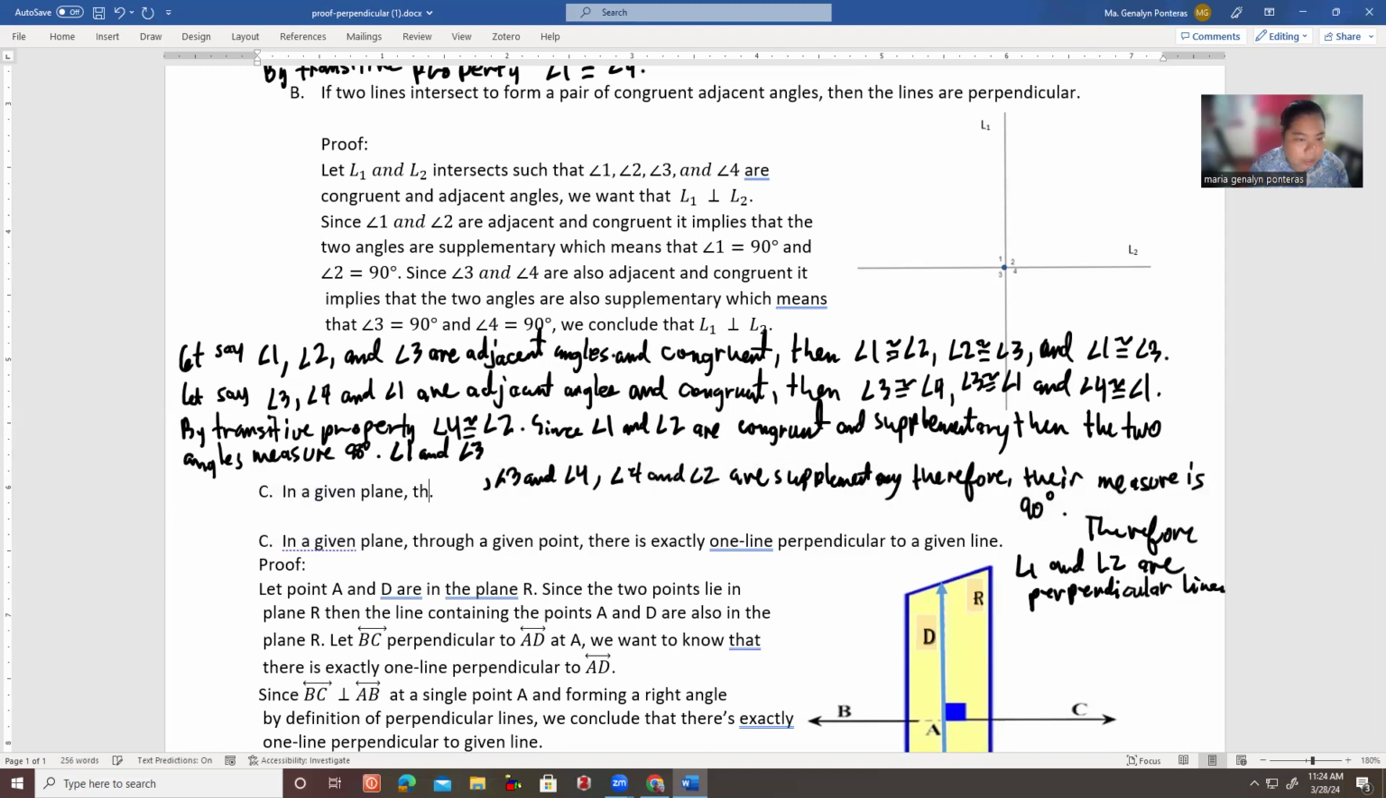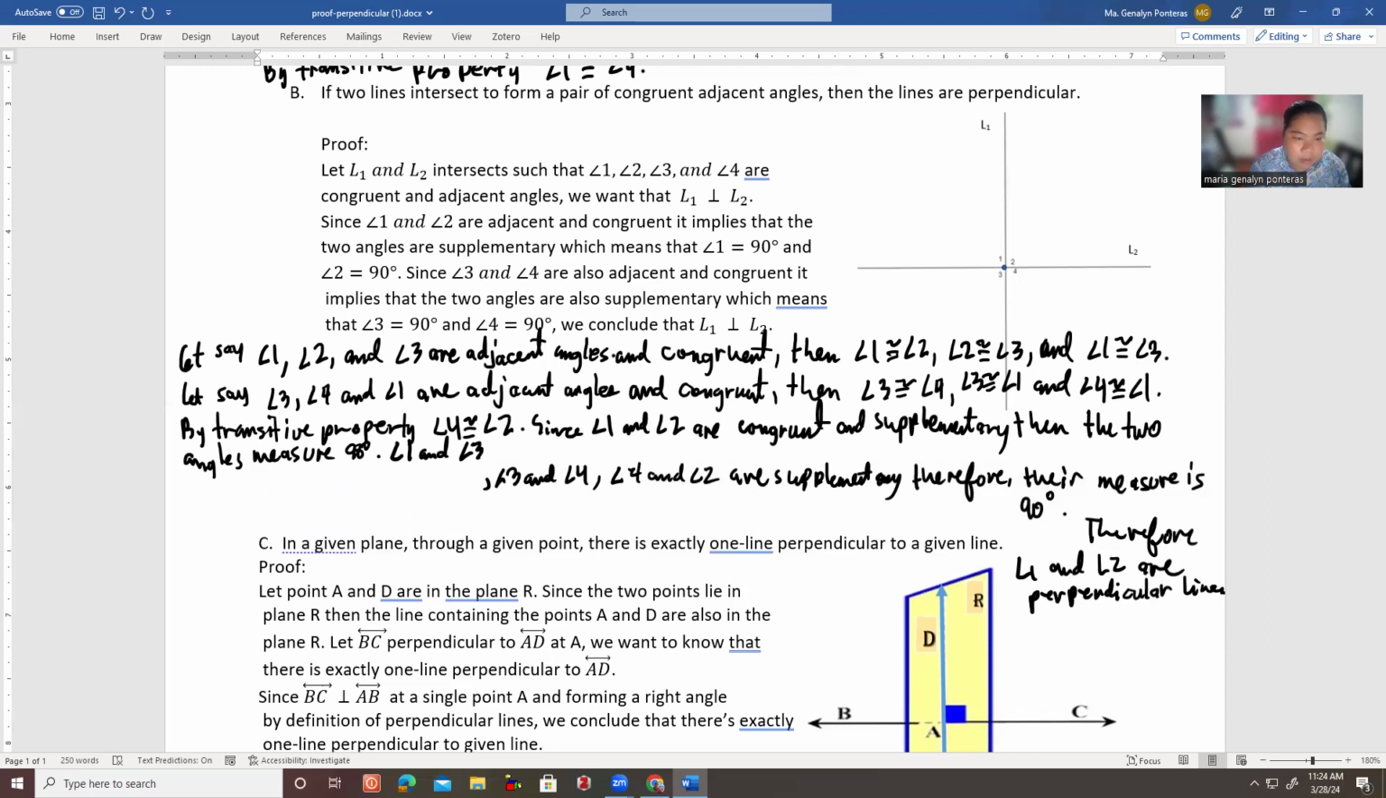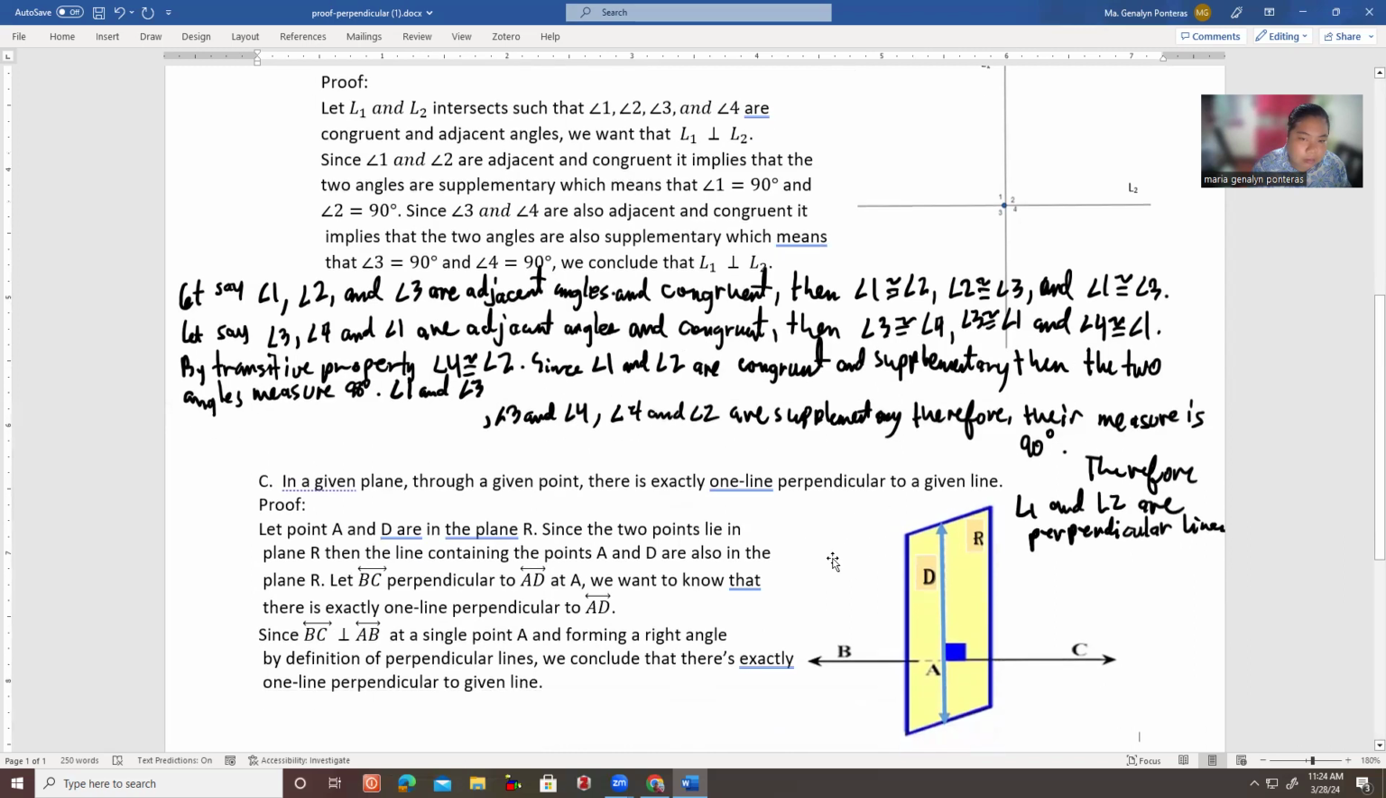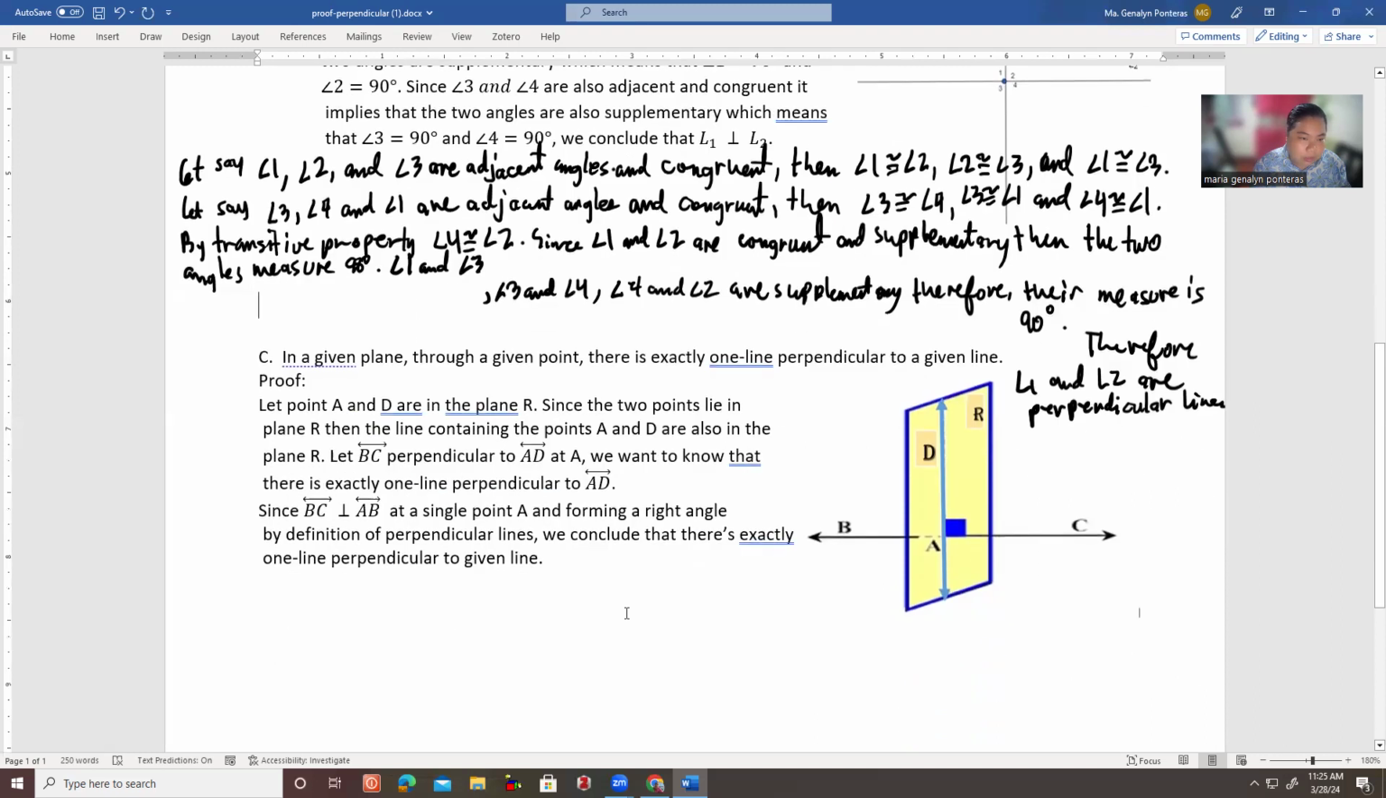Okay. So letter C, the last one. In a given plane through a given point, there is exactly one line perpendicular to a given line. So if we have a plane, one point, and a line that will pass through the plane at exactly the given point, there is one line perpendicular to a given line. Okay, so how are we going to prove it?